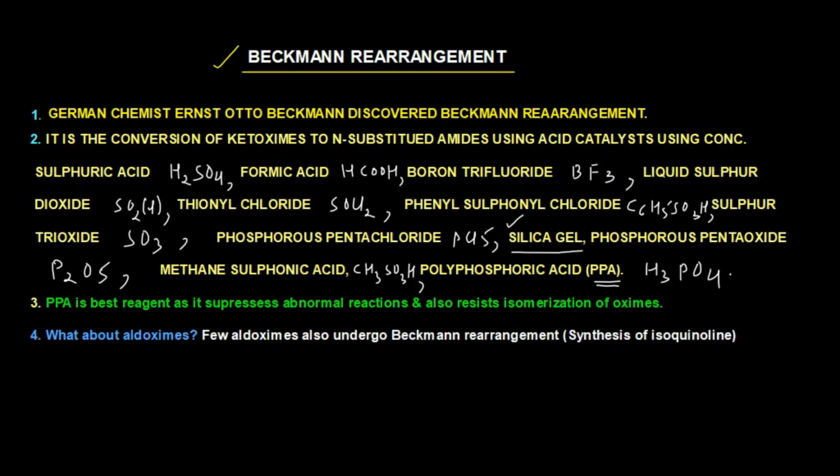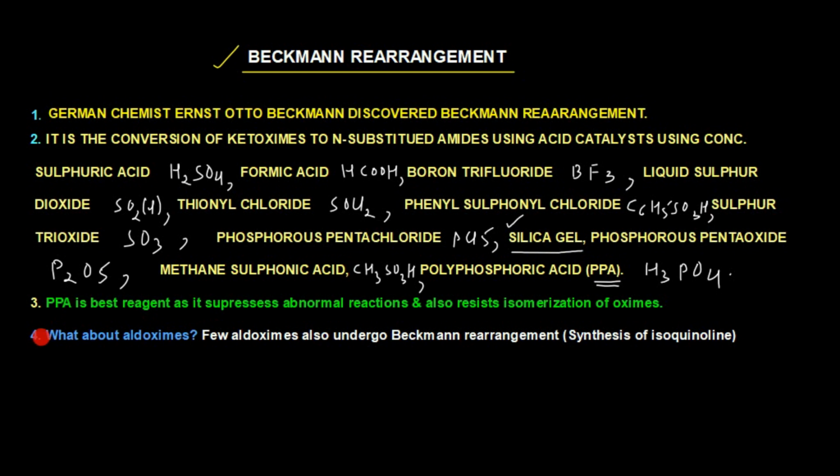Generally when you do the Beckmann rearrangement, there are other parallel reactions, or say second order Beckmann rearrangements, also there. If you want to suppress these abnormal reactions like the second order Beckmann rearrangement and isomerization of the oximes, then PPA is the best reagent in that case. But we will not discuss the second order Beckmann rearrangement here. For the second order Beckmann rearrangement, I will make a separate video if possible.